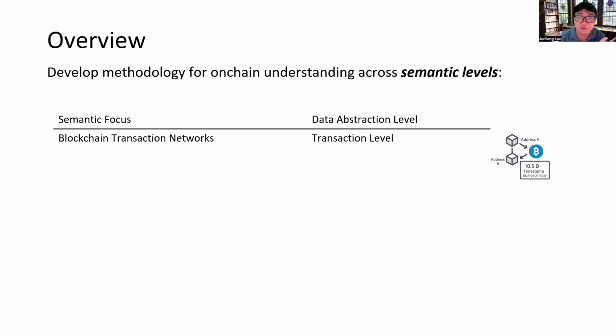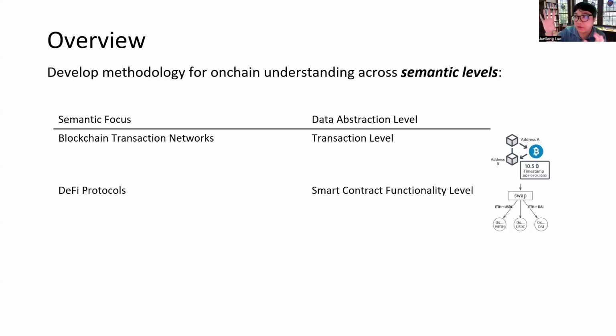On the transaction level, you see the graph: address A transfers to address B, transfers to address C, address D, something like that. And then you have the DeFi protocol level. This is more interesting, covering the interaction between multiple contracts and users. If you want to use some service, you make a smart contract call, right? And that smart contract call will also call other smart contracts.